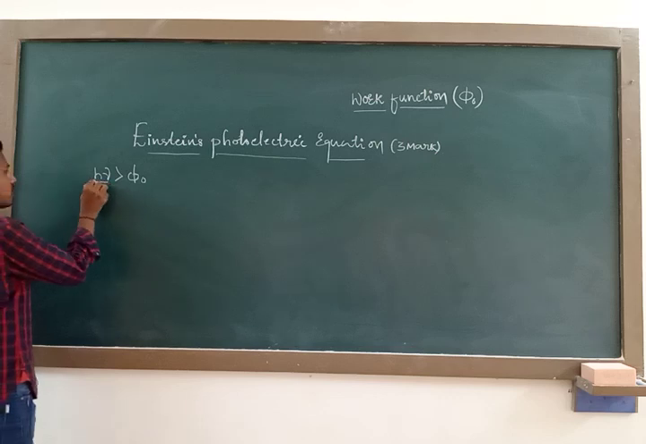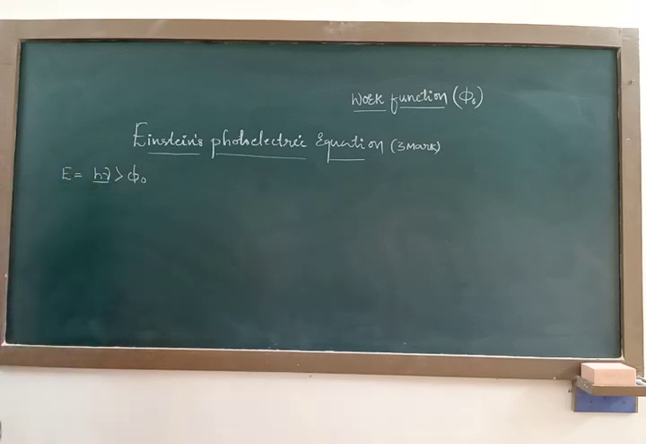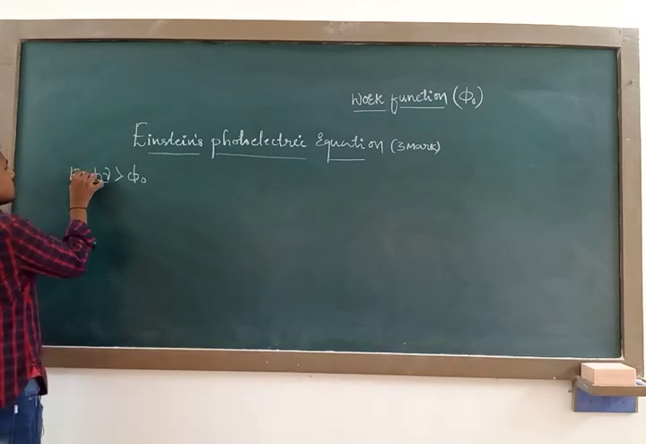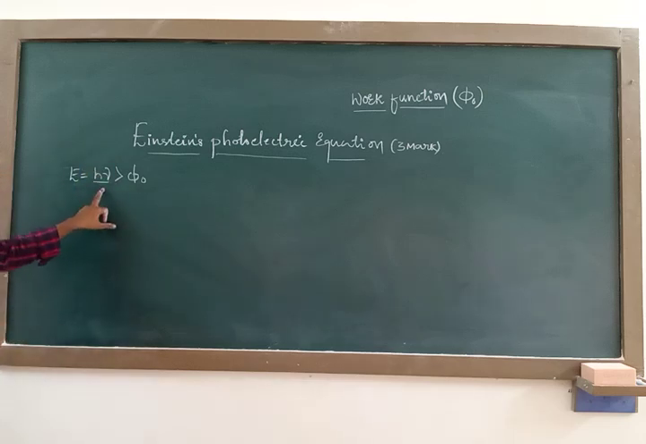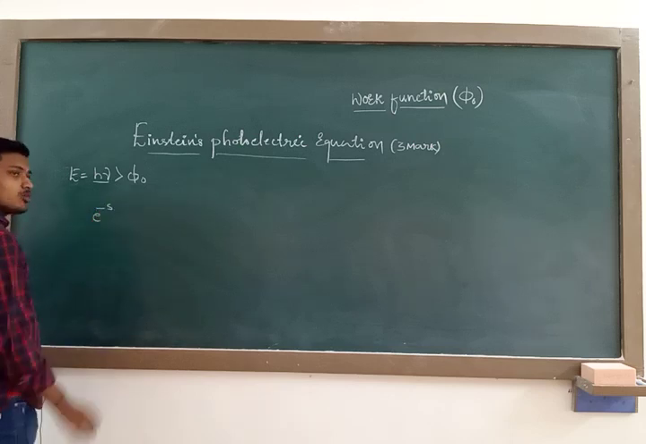See, why have I written h nu? Because we know that light consists of small quanta, we call them packets of energy, and the energy of each packet will be equal to h nu. So E is equal to h nu. Suppose I illuminate with such a radiation having energy h nu, which is obviously more than the work function, then the electrons get ejected, obviously.